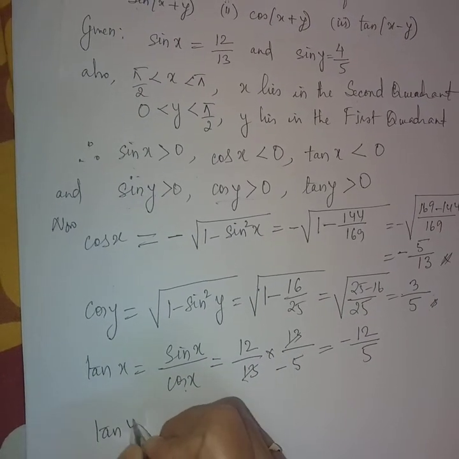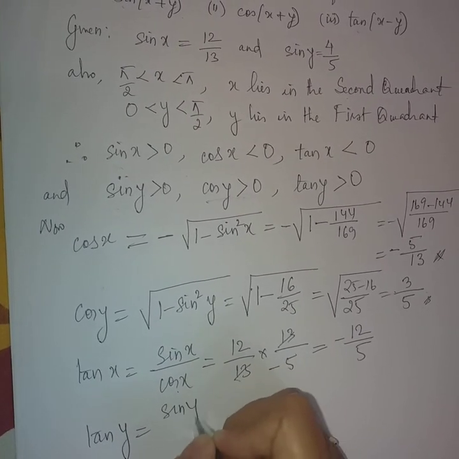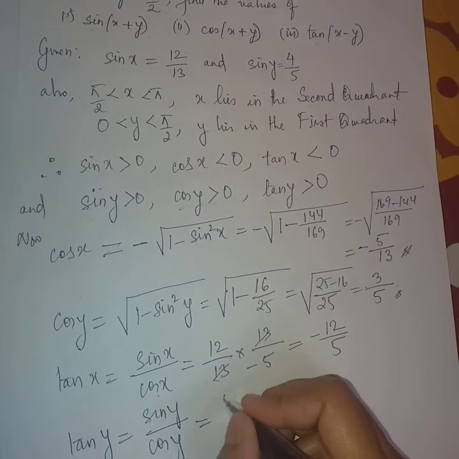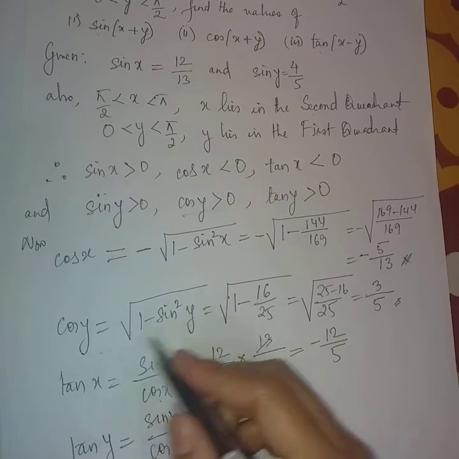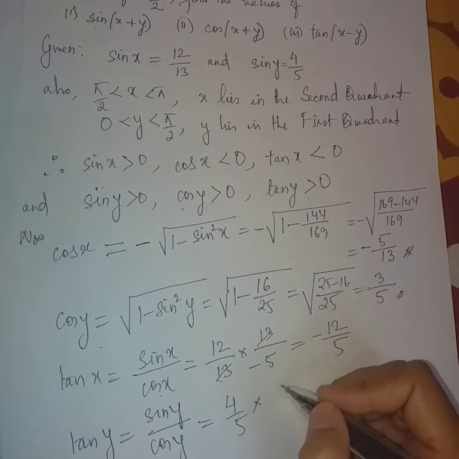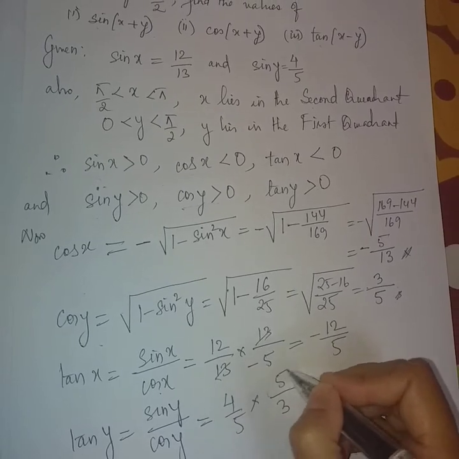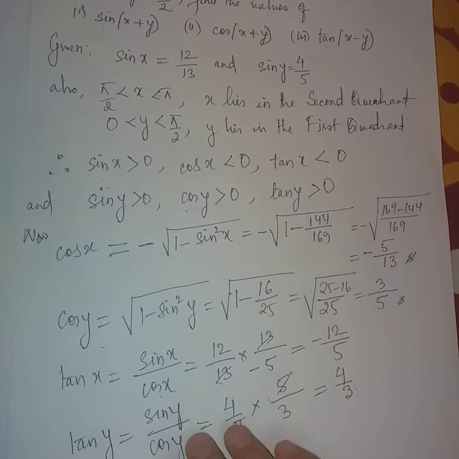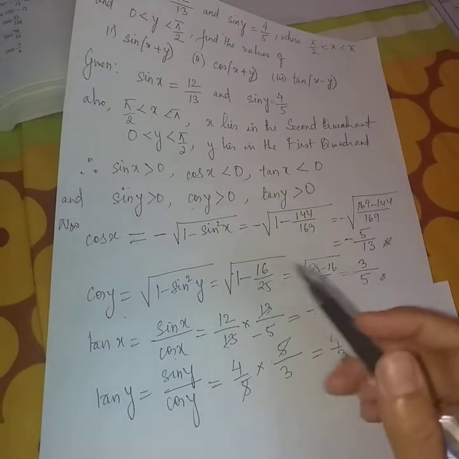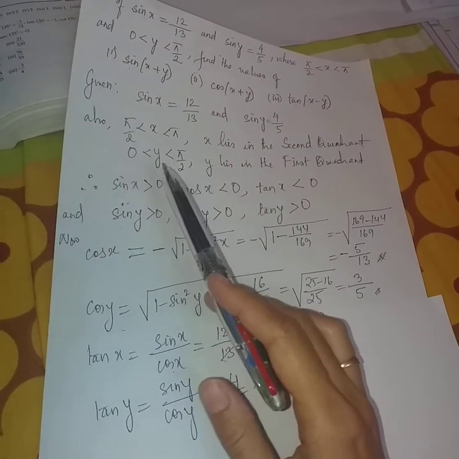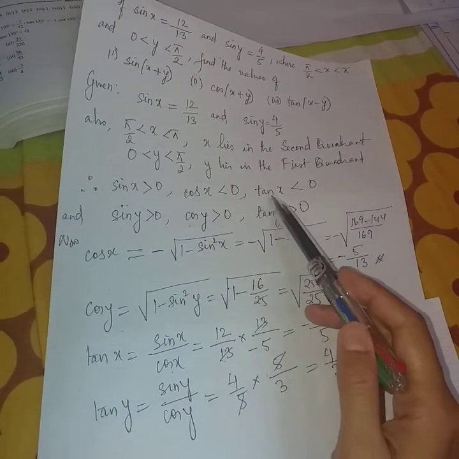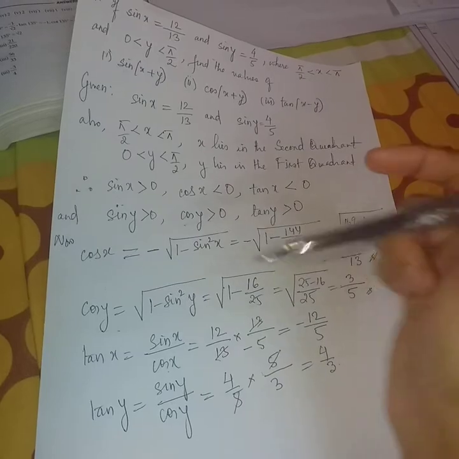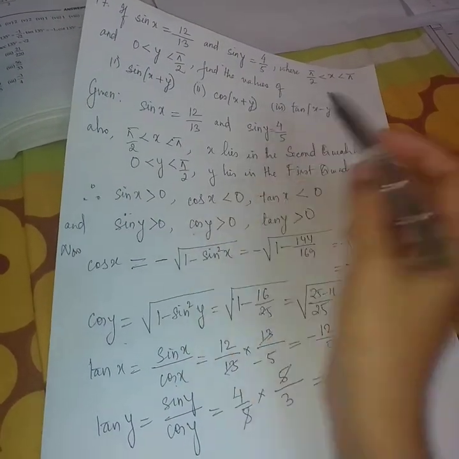Now tan y will be sine y divided by cos y. Sine y value also is given, it is 4 by 5, and cos y, the value we found out, is 3 by 5. So 5 and 5 get cancelled, 4 by 3. So we have got everything. We have sine x, cos x, tan x, the values, and we have the value of sine y, cos y, and tan y. So now we can find all this what we wanted to find.